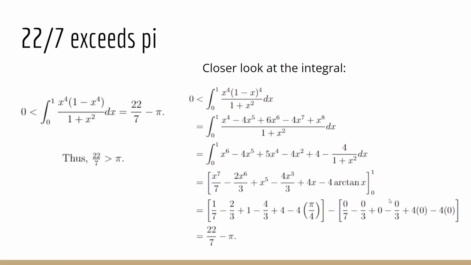So once you calculate all this, everything on the right side is 0. On the left side, these fractions are going to add up to 22 over 7, and we're going to subtract 4 pi over 4, which is just subtract pi. So then we get 22 over 7 minus pi. Now, we know that this integral is greater than 0. So we can write that 22 over 7 is greater than pi, which I just think is so cool.